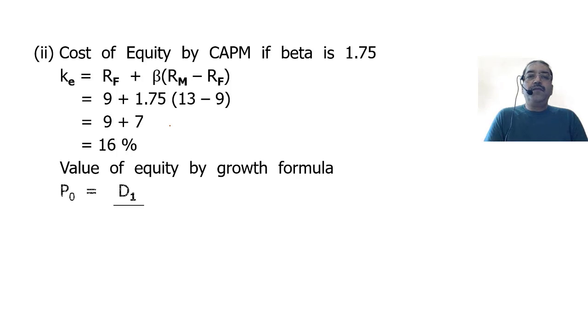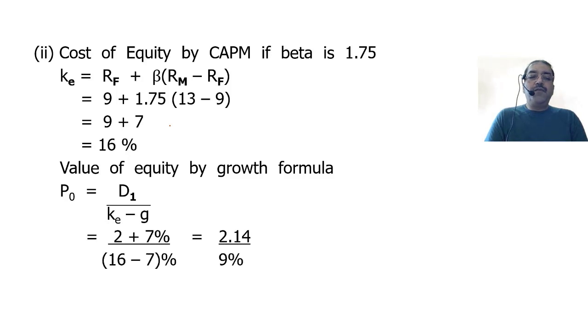Growth formula: P0 is equal to D1 upon KE minus G. 2 plus 7% upon 16 minus 7%. So 2.14 divided by 9%. That comes to 23 rupees 78 paise.